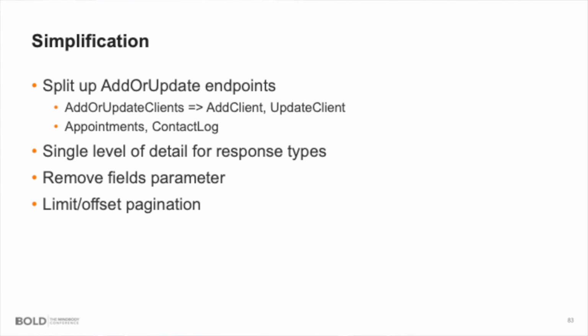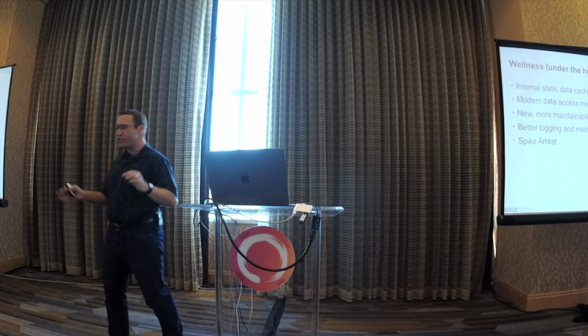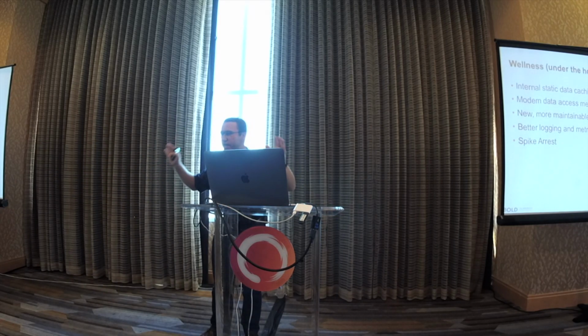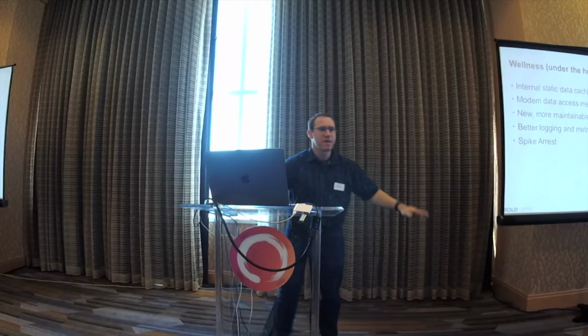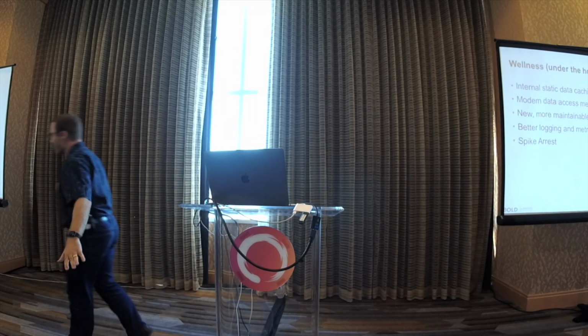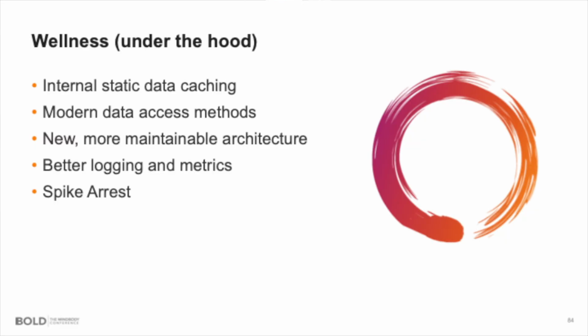How about wellness? So I want you to imagine with me the most beautiful API. It's in JSON, we're using verbs, and we have response codes. It's just the best API you've ever seen. But it takes 20 seconds to respond. No, that's not good. We can't work with that. So we want to do some things under the hood to make it so that our API is reliable and accurate.